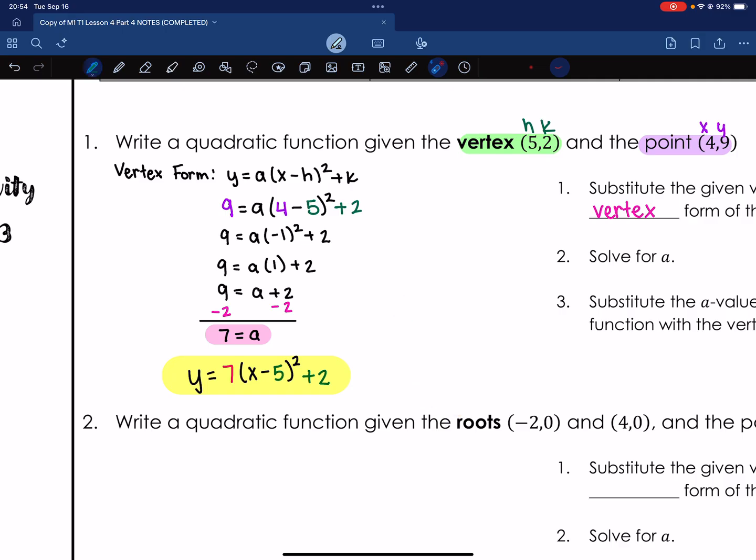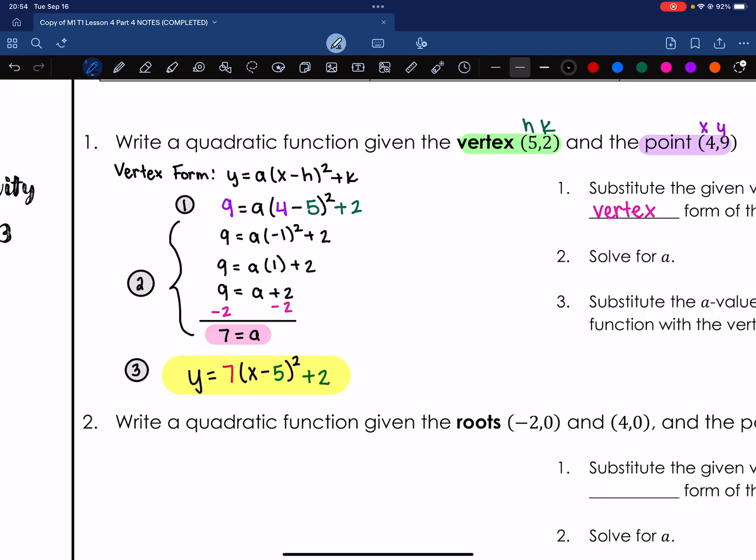Okay, so now looking back at our steps, just to put a number to them, this step right here was step number 1, where we substituted the given values into vertex form, and then all of that was step number 2, where we solve for a, and then step number 3 is when we plug a into our vertex form to get our final equation.